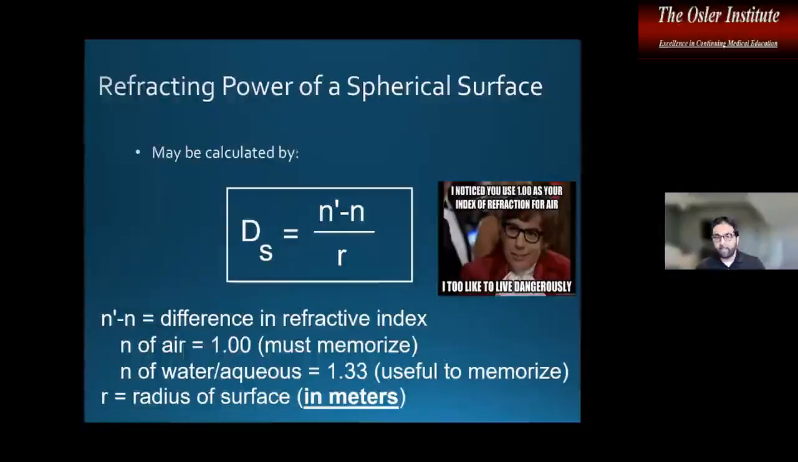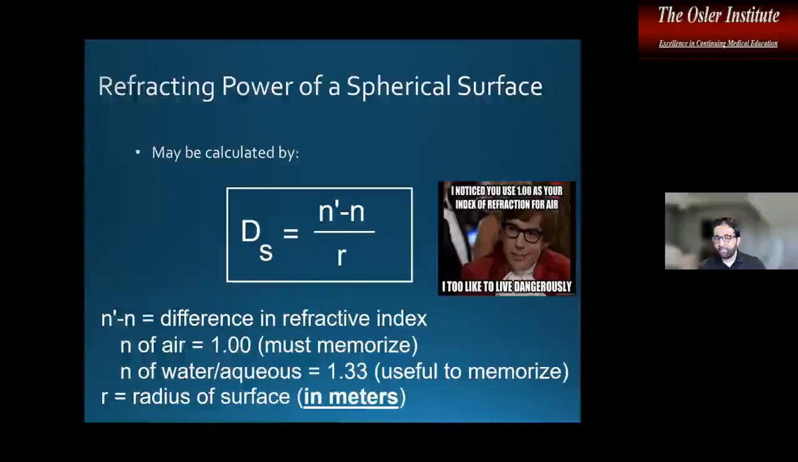So in order to talk about that, we need to figure out, well, how do we know the refracting power of a spherical surface? Well, this is one equation that is important to know, where that power can be determined by the difference in the refractive index. So the higher refractive index minus the lower refractive index, divided by the radius of the surface, which is in meters. Okay, it's just going to be in meters.